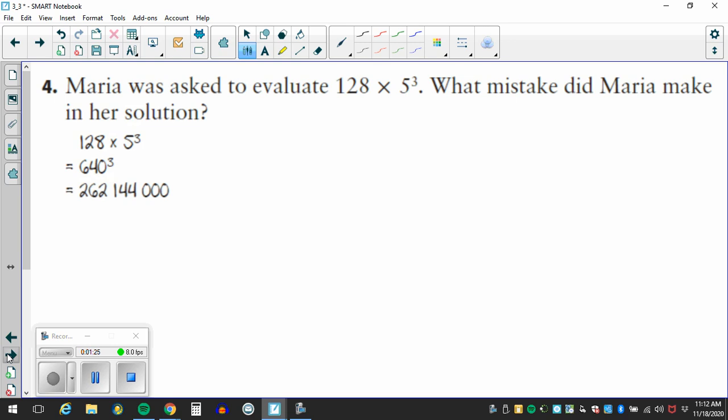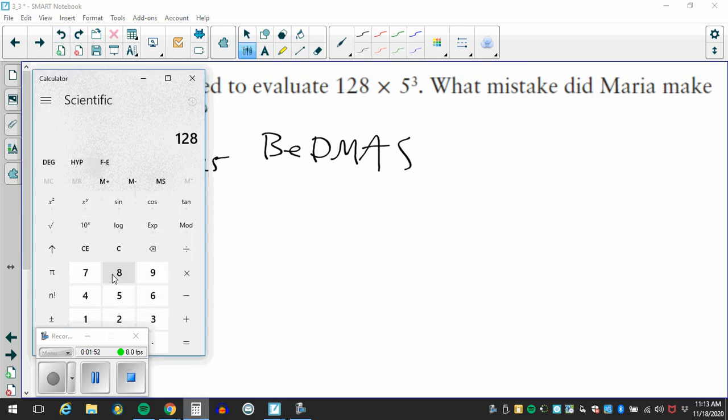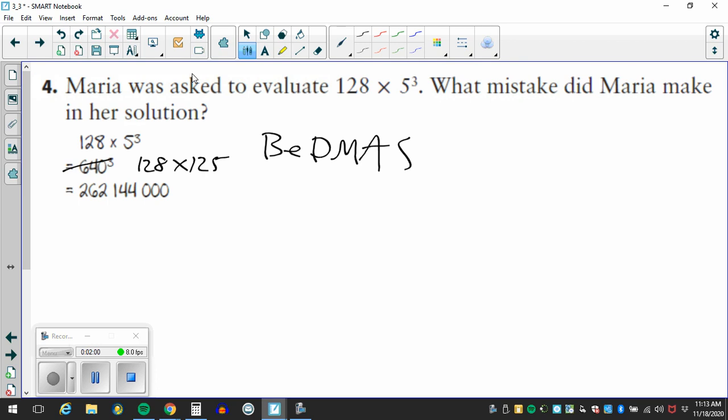In question 4, it says Maria was asked to evaluate 128 times 5 cubed. What mistake did she make? Well, obviously, if we think about order of operations, Maria did her multiplication before she did her exponent. So what she should have done is first did 5 cubed, and her next line should be 128 times 125, because 5 cubed is 5 times 5 times 5, which is 125. Take your calculator. 128 multiplied by 125 is 16,000. So the correct solution would be 16,000.